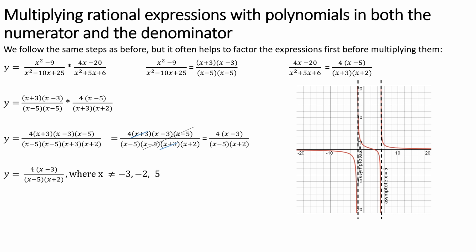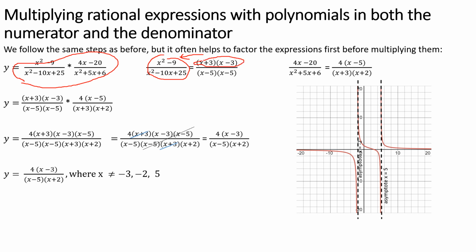Now, multiplying rational expressions with polynomials in both numerator and denominator, this is where we talk about simplification. Here are my two expressions, I'm sorry: x squared minus 9 over x squared minus 10x plus 25 times 4x minus 20 over x squared plus 5x plus 6. What I want to do is factor these out, and you'll see why in a minute. My first expression, x squared minus 9, is a difference of squares. So this is x plus 3 and x minus 3. I'm just going to leave it like that.